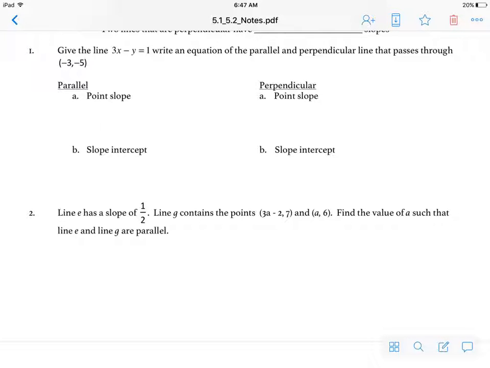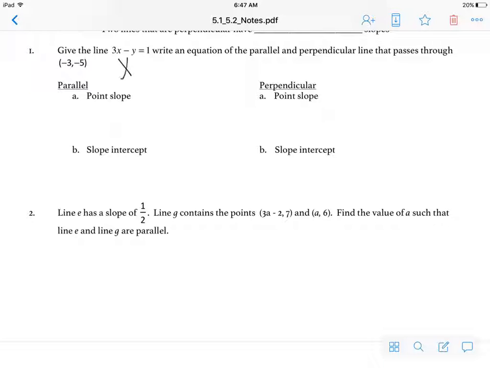So in number 1, it says, given the line 3x minus y equals 1, write an equation of the line parallel and perpendicular that passes through the point (-3, -5). So what's important here is what is important in writing the equation of a line. When you're writing the equation of a line, you need to know two things.